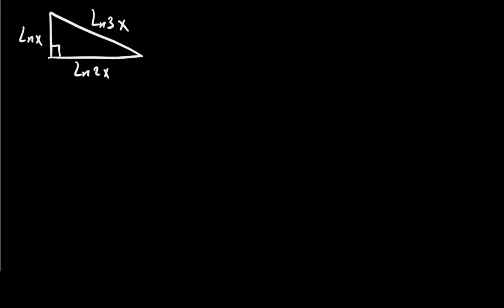Today we're going to solve a really nice problem. So let's talk about this. If we have this triangle with three sides, ln x, ln 2x, ln 3x, we want to find x. And of course, you know that ln x, ln 2x, ln 3x have to be positive because they are the sides of the triangle. So if we use the Pythagorean equation, we can write (ln x)² plus (ln 2x)² equals (ln 3x)².